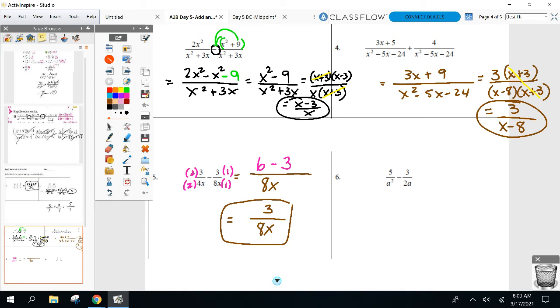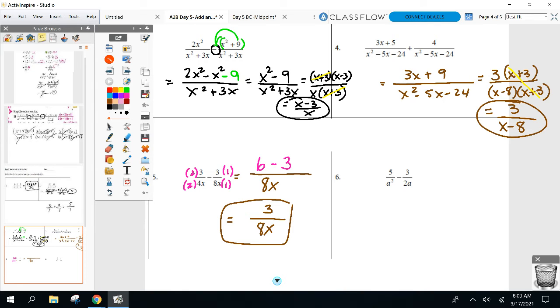Now, if you still feel uncomfortable about picking a common denominator from two numbers like the 4 and the 8, the easy way out is just to multiply them. So you could have put 32x here, but I will warn you, you're going to have to reduce at the end. So that's up to you. The easy way around it is you can just multiply the numbers, but you would have had to reduce.